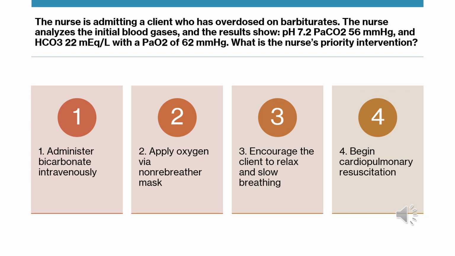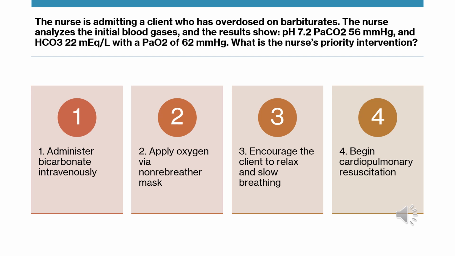So our pH is 7.2. We know that a normal pH is 7.35 to 7.45. Anything below 7.35 is going to be acidic. So our pH is acidic. Our pH is actually critically acidic. This is seriously acidic. The PaCO2 is 56.